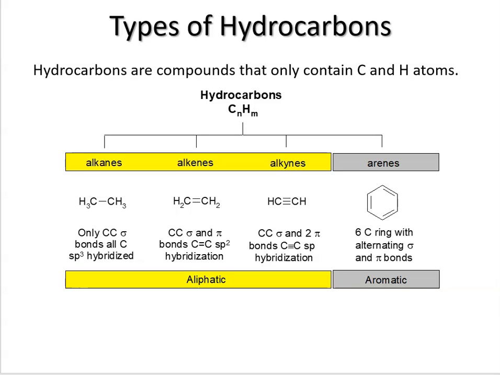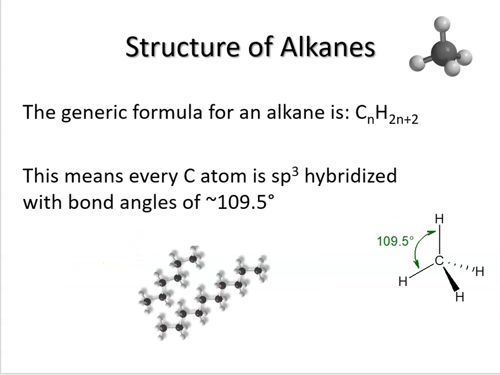In this chapter, we are going to focus on alkanes and naming alkanes. These are different than alkenes or alkynes or aromatic arenes because they are only single bonded sigma bonds that are sp3 hybridized. The structure of alkanes is going to be, because these are all sp3 hybridized, there are going to be 109.5 degree bond angles between each of these carbons.